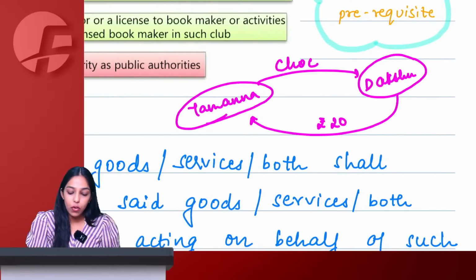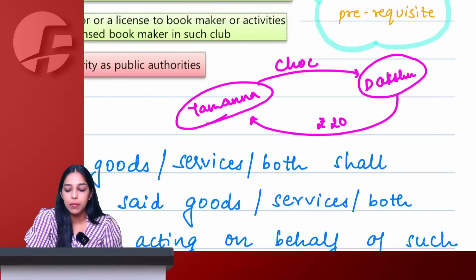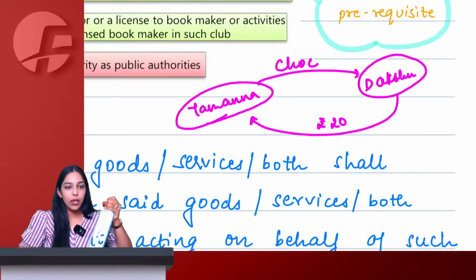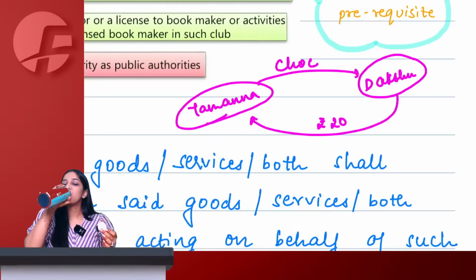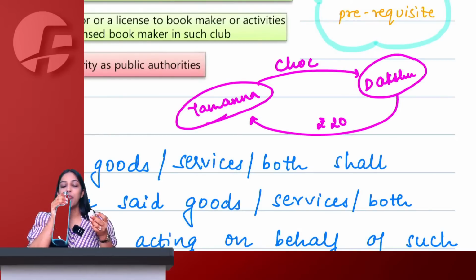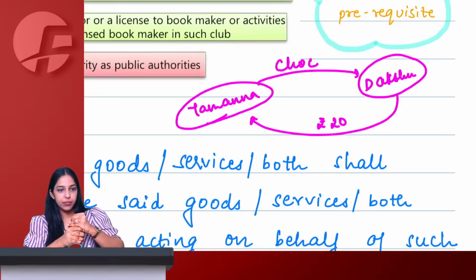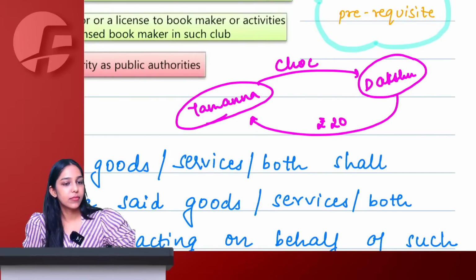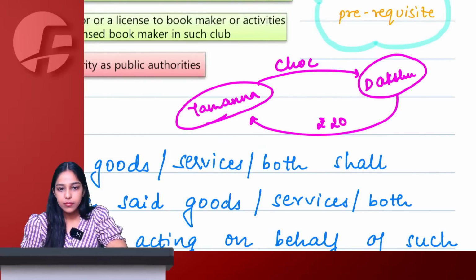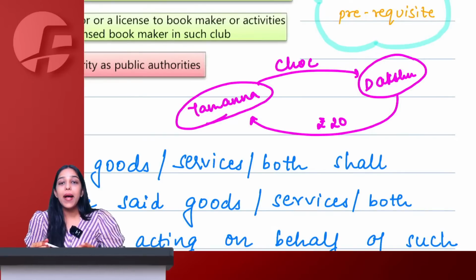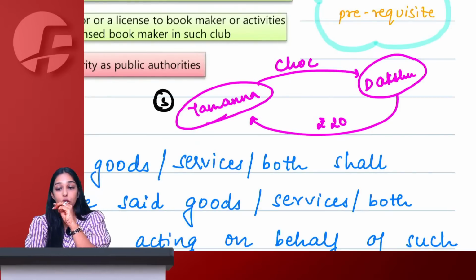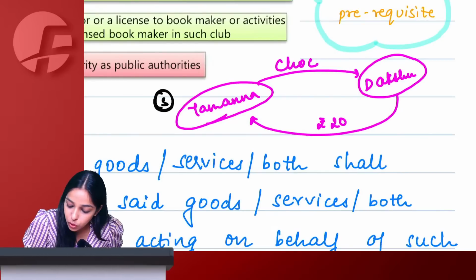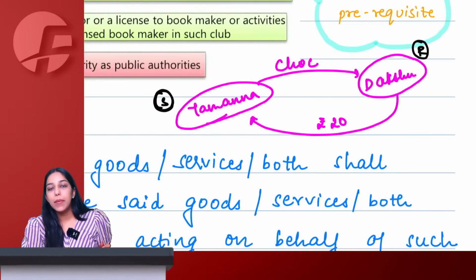Now, what all things are involved here? Chalo, tell me who is supplier and who is recipient? Who is supplier and who is recipient? Quickly. Ma'am, because Tamanna is the person supplying the goods, therefore Tamanna becomes the supplier, and Dakshu, because he is paying consideration, therefore Dakshu becomes the recipient.